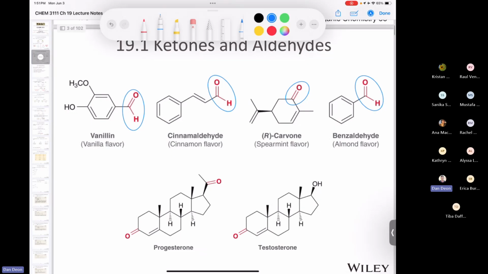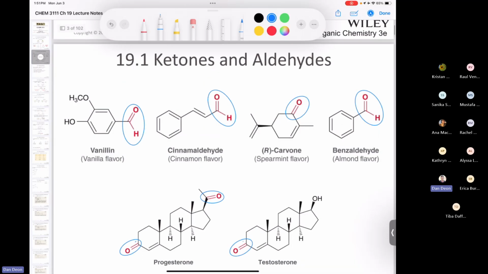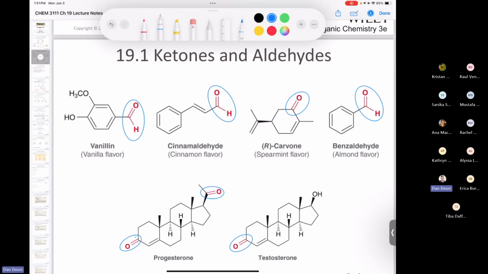You see the male and female sex hormones here. So testosterone and progesterone, they both have a ketone in them down here. And you see that progesterone has two ketones in it. So aldehydes and ketones are very abundant in nature. In fact, if you look up the top 200 marketed drugs by sales that I showed you earlier on, you can find all kinds of compounds that possess aldehydes and ketones.